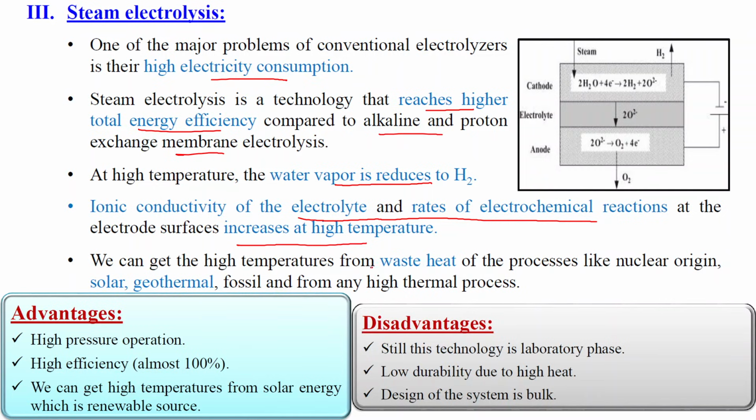Okay, we can get the high temperature from waste heat of processes like nuclear origin, then solar, geothermal, fossil, and from any other thermal process. So the advantages here are high process pressure operation and higher efficiency, almost 100%. We can get high temperature from solar energy, which is a renewable source.